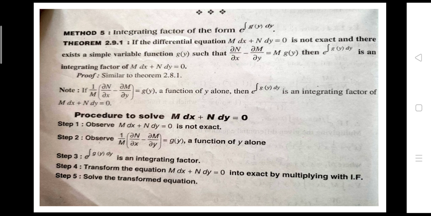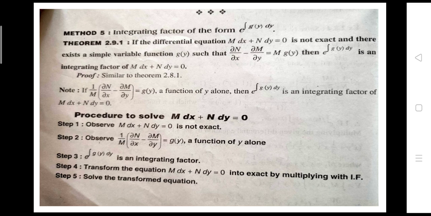Now we need to find method 5. What is method 5? Integrating factor of the form e power integral of g of y into dy. Already we have seen method 4, that is integrating factor of the form e power integral of f of x into dx. Now we need to know about another method, that is integrating factor of the form e power integral of g of y into dy.